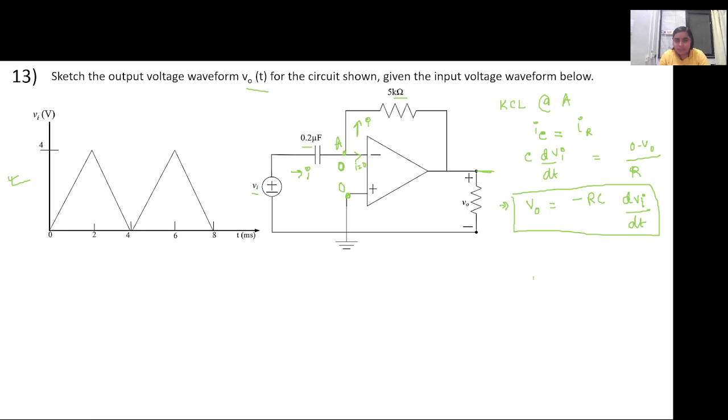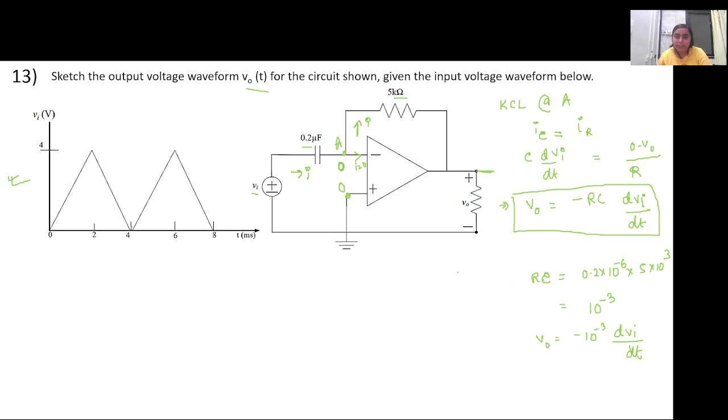So let us just calculate RC because this is a constant. RC will be equal to, C is 0.2 microfarad and R is 5 kilo ohm. So this is 5 into 10 to the power of 3 into 0.2 into 10 to the power of minus 6, it will get cancelled, so it will be 10 to the power minus 3. So this value is 10 to the power minus 3. So V naught will be equal to minus 10 to the power minus 3 dVi by dt.